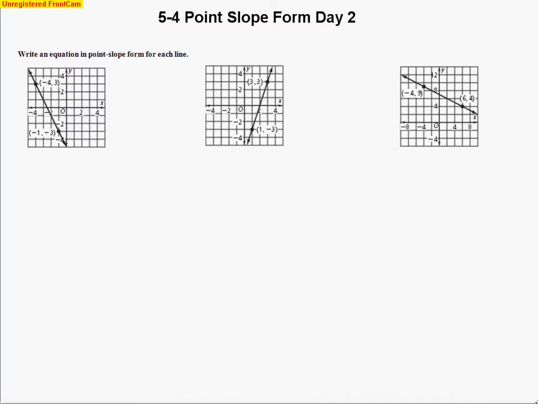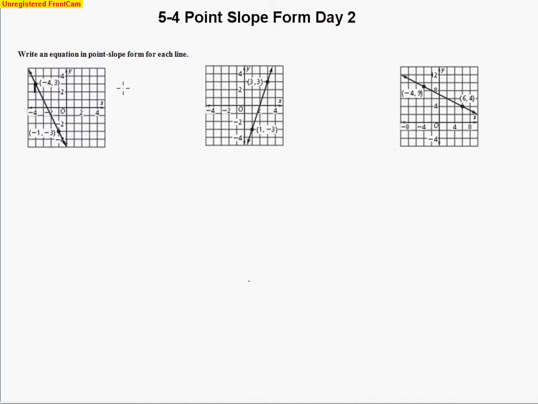This is the lesson for chapter 5, section 4, point slope form, day 2. So let's take a look at our types of problems we'll see today. It says write an equation in point slope form for each line. So on this one, they're giving us a line, and we have to write the equation for it. So what we want to do is, first of all, see what the slope of that line is.